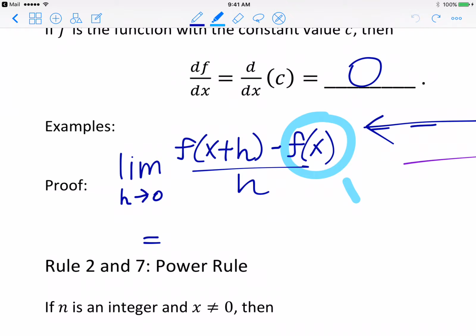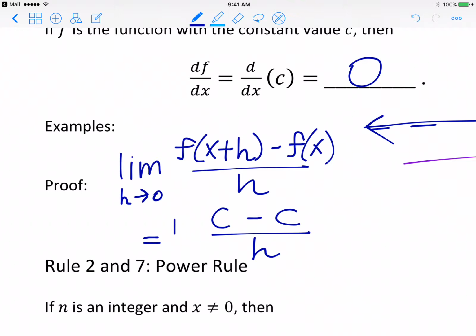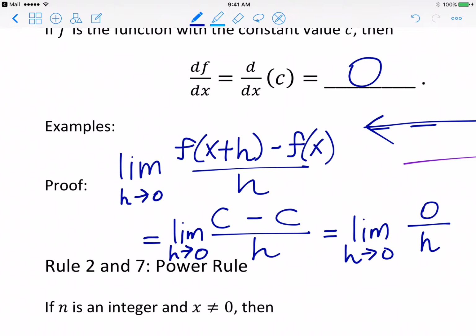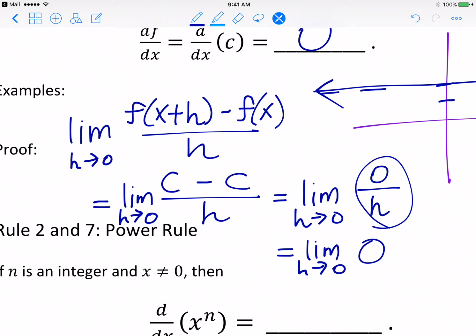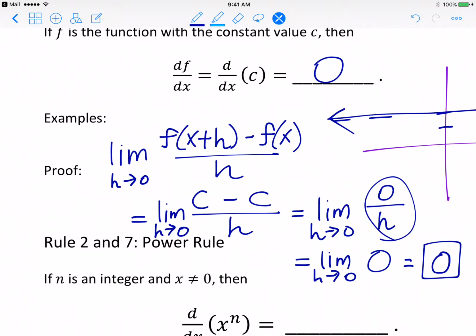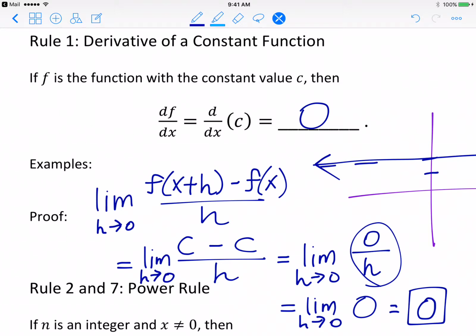So in turn, you're going to have c minus c over h, and you're evaluating the limit of this as h approaches 0, and this becomes 0 divided by h as h approaches 0, but then you could simplify this part, 0 divided by h, first before evaluating any limit of that. So it becomes a limit of 0, and that limit of 0 doesn't depend on whatever the h value is, so your final answer is 0. So there's a little proof, okay, for why the derivative of a constant function is equal to 0.